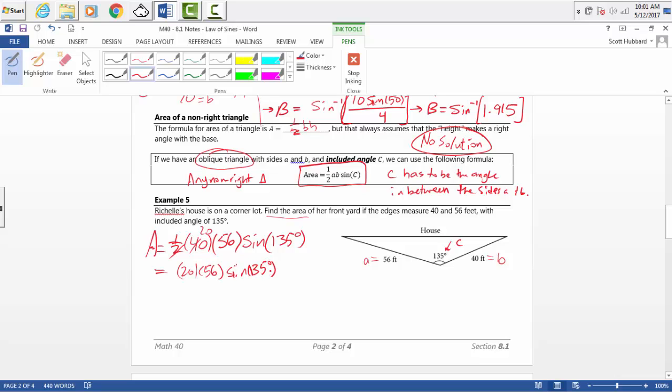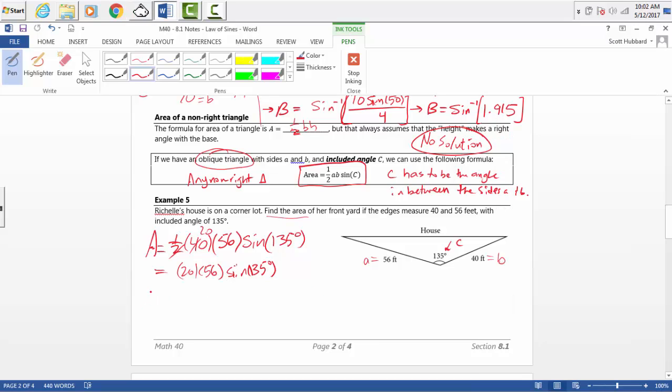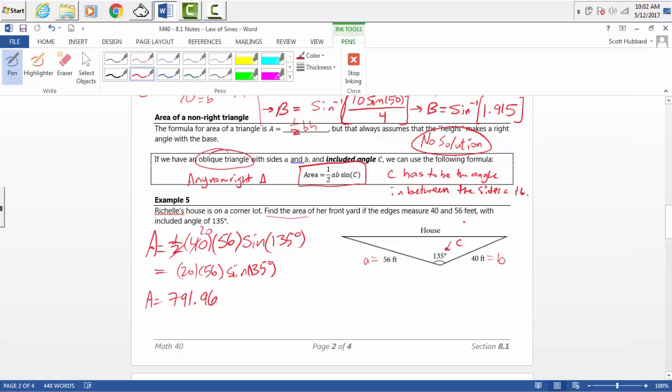We can go ahead and use that on our calculator. So we have 20 times 56 times sine 135, and you get 791.96. And what units? She's talking about feet, and it's an area, so it's going to be feet squared.